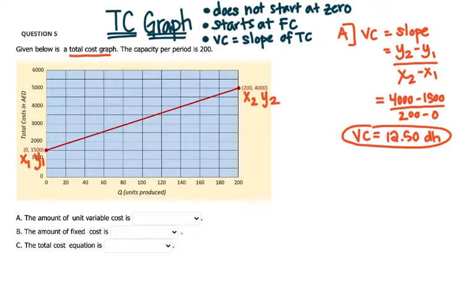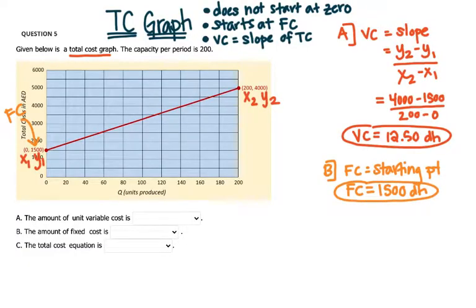Now it's asking about the fixed cost. For part B, fixed cost, remember, is the starting point. So where's the starting point? It's here. This number is 1,500. So that means my rent and my salaries are about 1,500 dirhams. Okay, so that's the fixed cost. And then when it asks for the total cost equation, the formula is variable cost times quantity plus fixed cost.